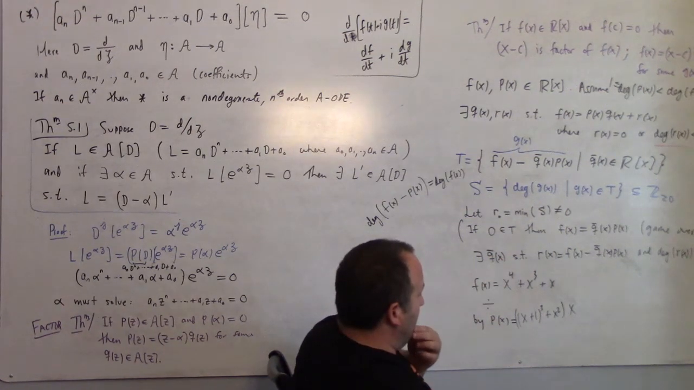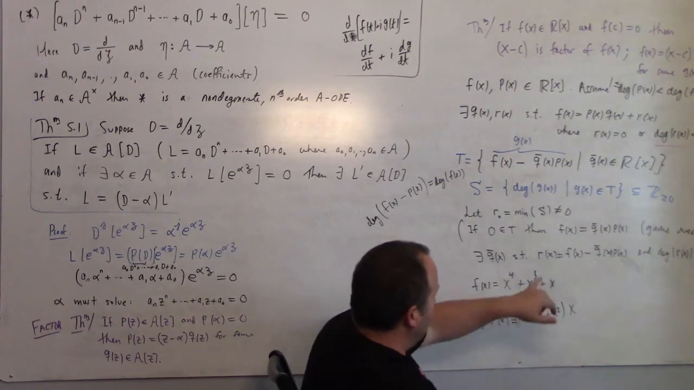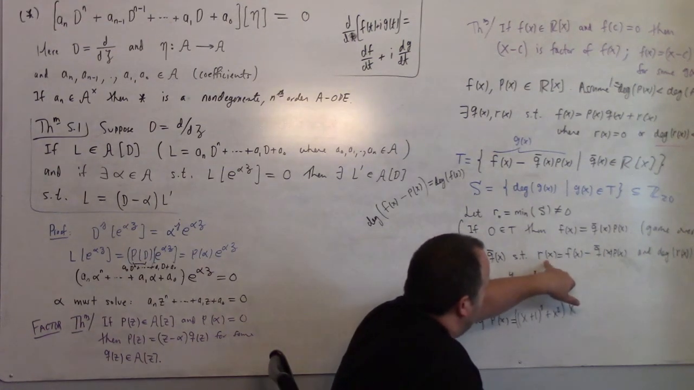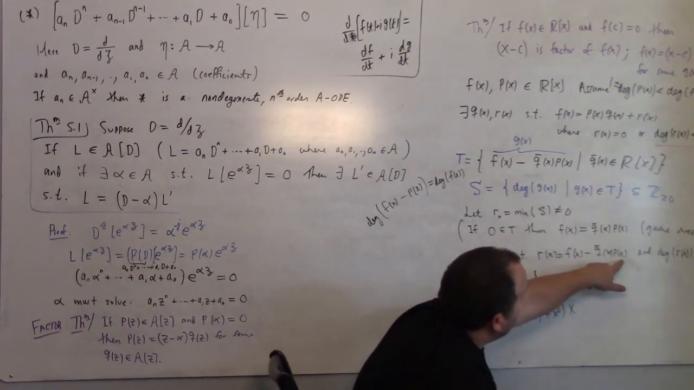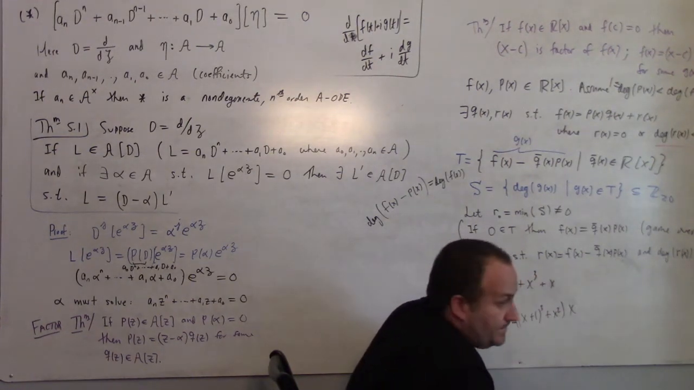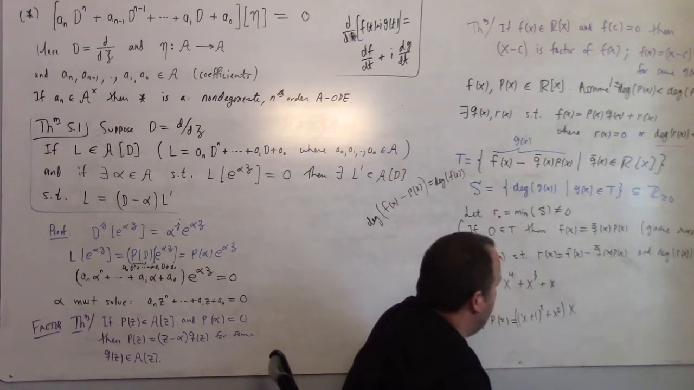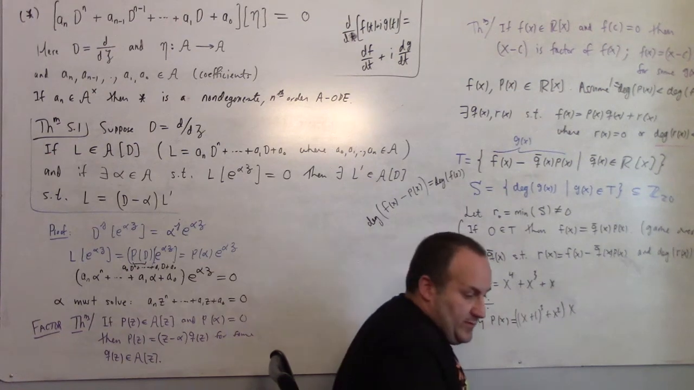The question then is, why is it the case that the degree of R of X must be not more than the degree of P? Why does it have to be less than the degree of P? So there must be a contradiction if we assume otherwise.